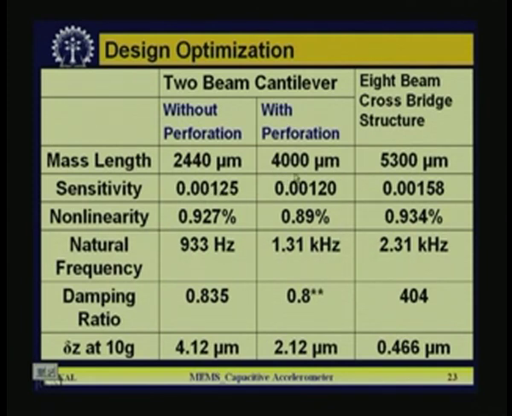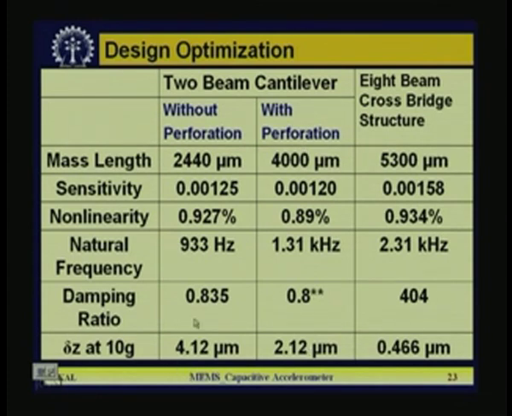Sensitivity found is almost very close in both cases, and nonlinearity is 0.927 and 0.89. The desired value is 0.8, but it is 0.9, slightly different. Natural frequency is 933 hertz and 1.31 kilohertz, and the damping ratio is 0.835 here and 0.8 here. Delta Z at 10 G is 4.12 micron, and with perforation it is 2.12 micron. That is the displacement along the Z direction. So displacement along the Z direction without perforation is more compared to with perforation.